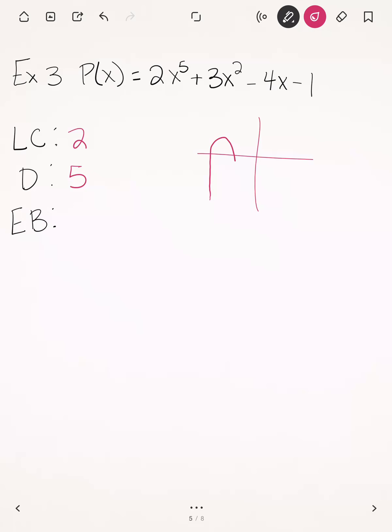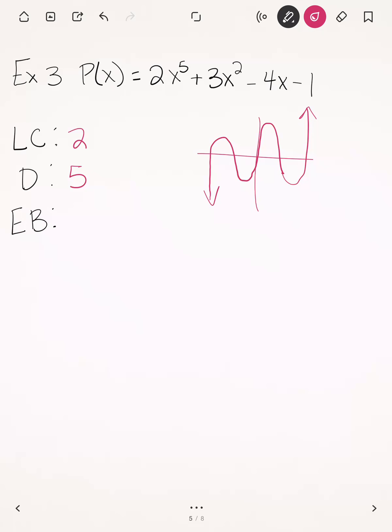So there's 1, 2, 3. 4. There we go. So 1 turn, 2 turns, 3 turns, 4 turns. That makes it a fifth degree. They're going in opposite directions. So in end behavior, EB, I got lazy with my writing.